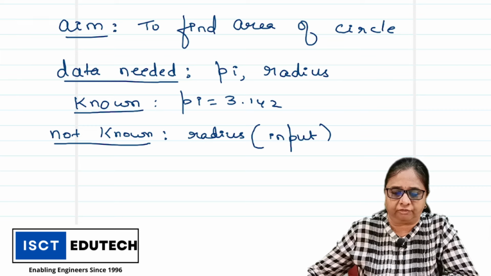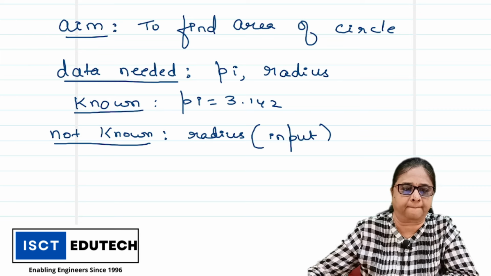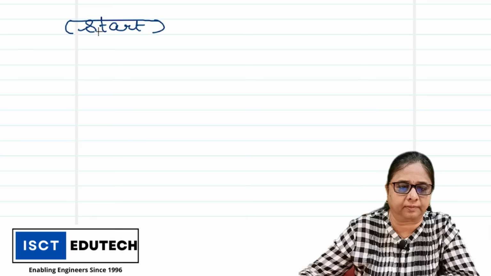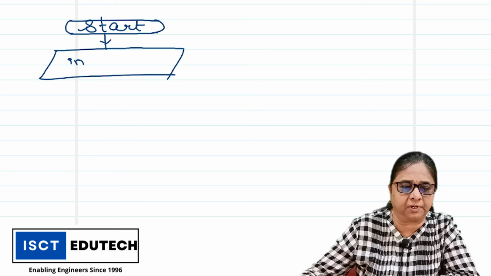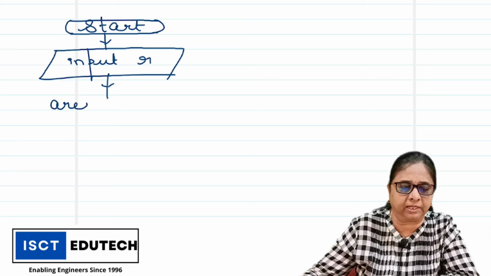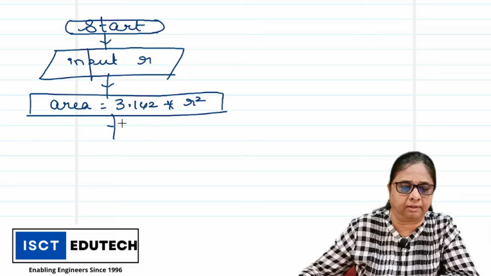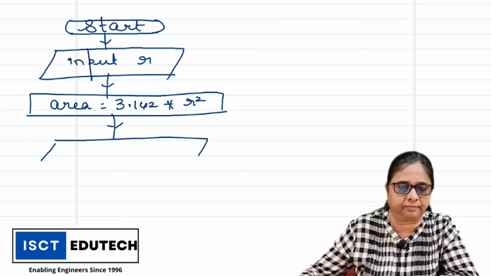So now let's write the flowchart for this. Start. What is not known to us? Radius. So that becomes your input. So input R. What is the next step? Area equal to 3.142 into R square. Next, print area.